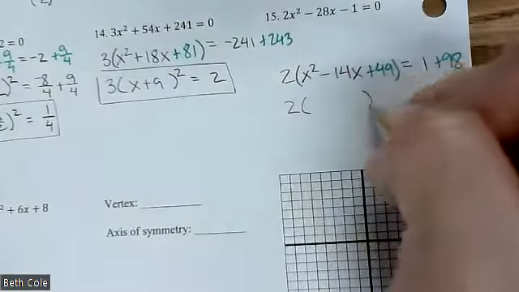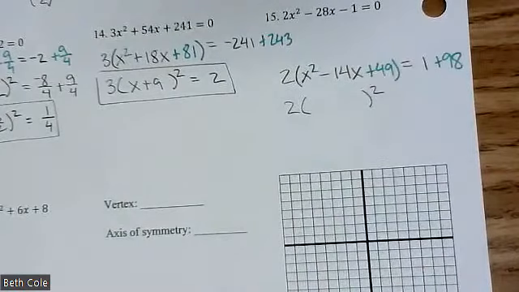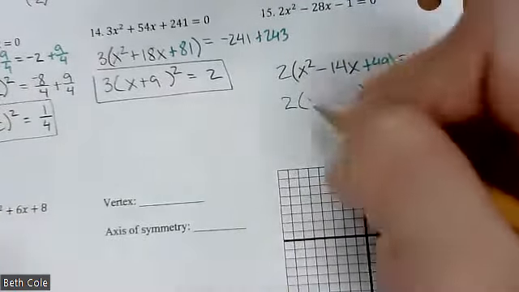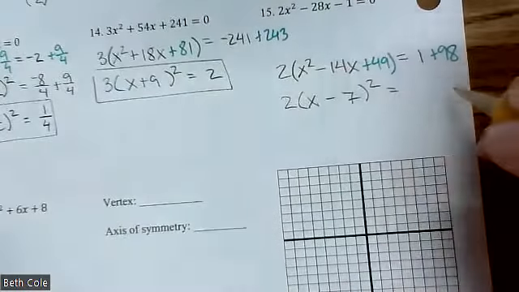And then here's your final answer. 2 times some. Do you see how I always write it as blank squared? Do that. Set up the framework or the skeleton of the problem and then go and fill it in. What will go in this blank? Yeah, x minus 7.